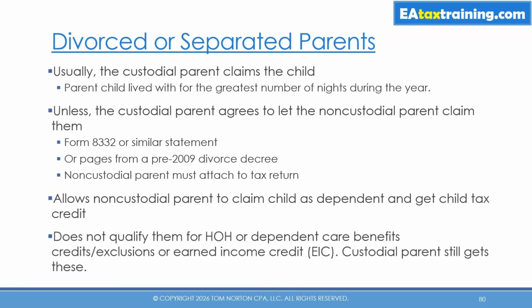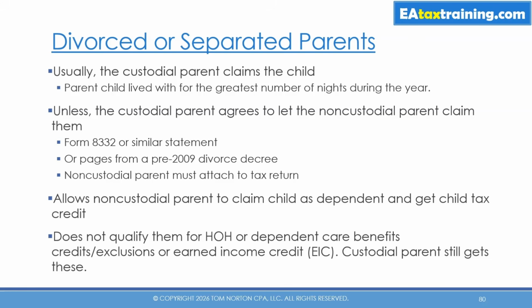So the custodial parent can agree to let the non-custodial parent claim the child. Often this will be part of the divorce agreement. So they'll have a divorce agreement that says kids are going to live with one parent, but the other parent gets to take the kids as a dependent.